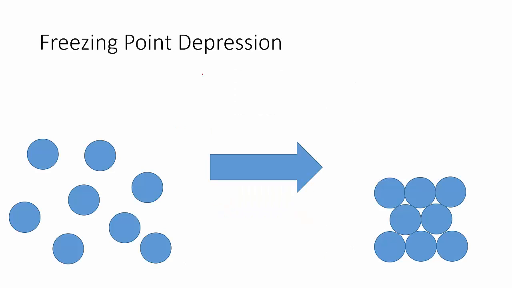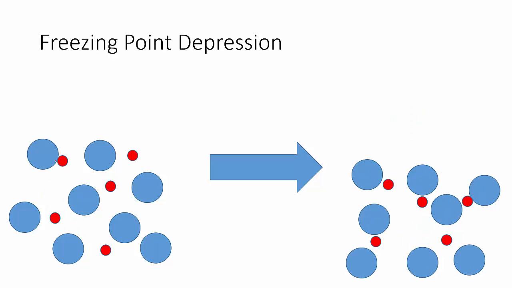So, freezing point depression. Normally, freezing occurs like this. You have these particles moving all around past each other, not in any organized way. They're just flowing, doing their thing. Then you cool them down enough, and they start to slow down and be attracted to each other, and they form a nice crystal structure. It's nice and organized.